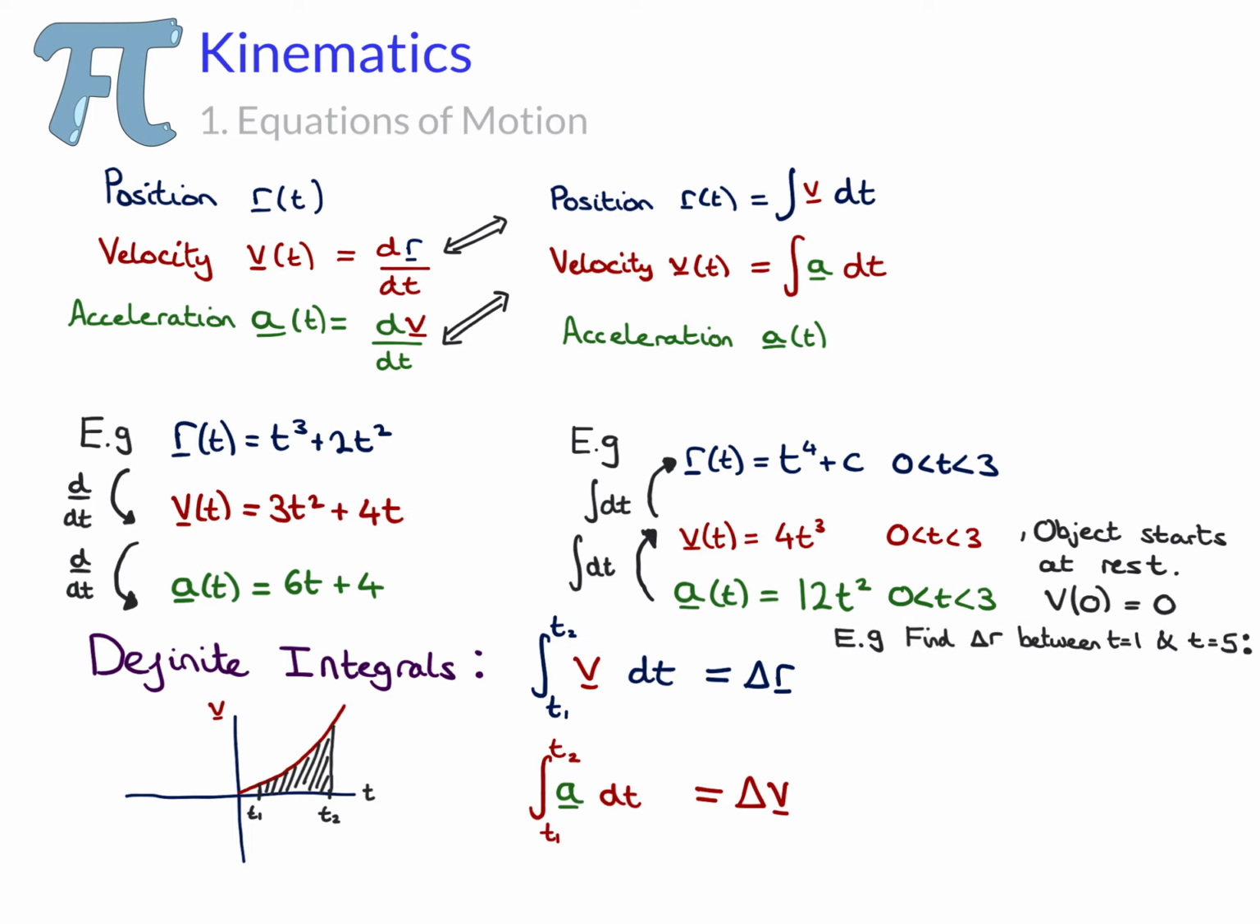For example, if the velocity vector is given by this function, and we integrate it between times 1 and 5, we are finding the change in the displacement vector between times 1 and 5. It may help to realize that this will also be the area underneath the velocity time graph between times 1 and 5. The same can be said if this were the acceleration vector and we wanted the change in velocity between two times. Knowing the difference between indefinite and definite integrals can be very helpful when solving more complicated problems.